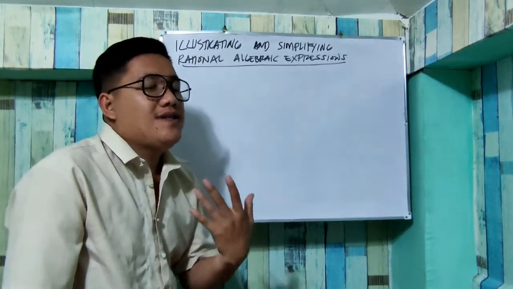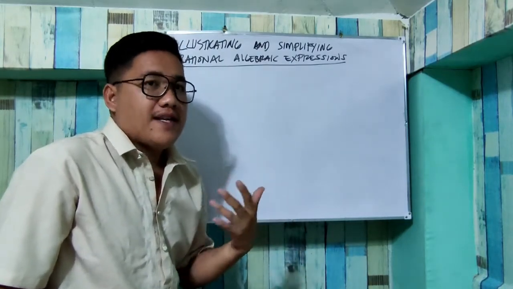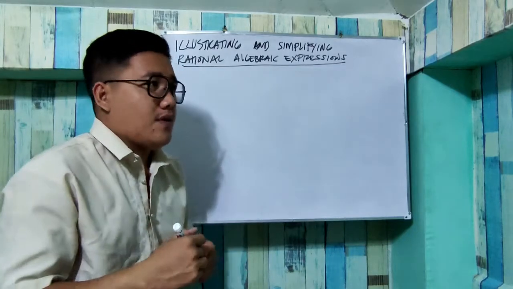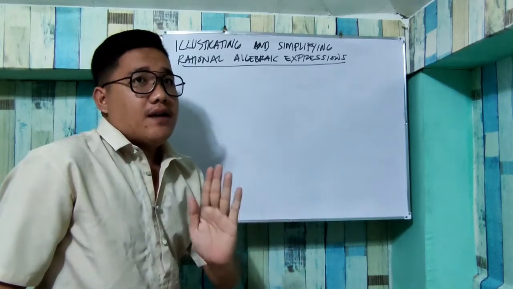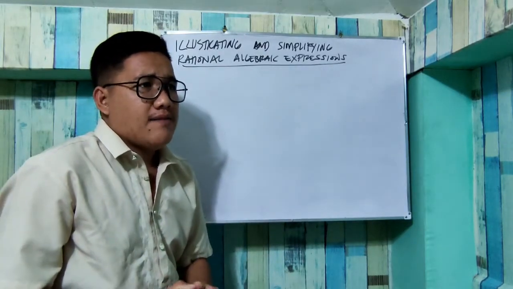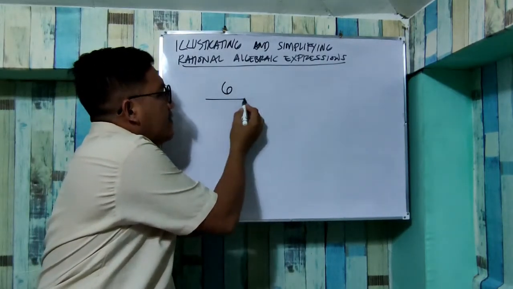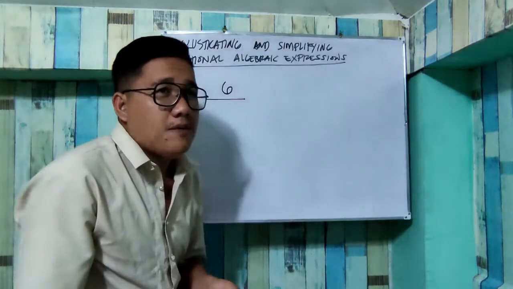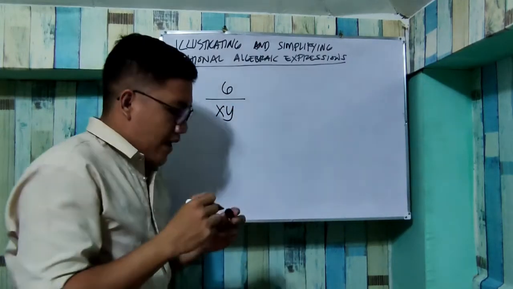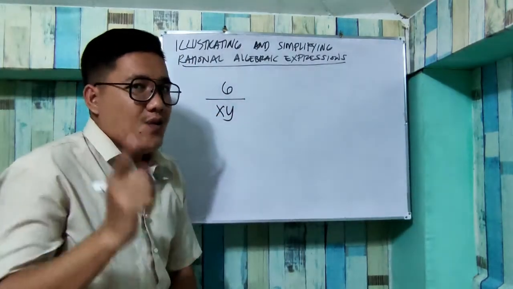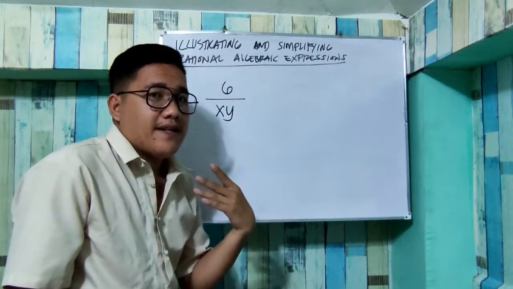So, let us also discuss on how to transform verbal phrases to mathematical phrases. Halimbawa, I am going to give you two examples only. Okay. So, say for instance, you have 6 divided by the product of x and y. How are you going to write it in mathematical phrase? So, we are going to think of 6 divided by the product. When we talk about product, meaning to say multiplication, so meaning to say x times y, the product of x and y. So ganyan lang ang pag-transform ng verbal phrase to mathematical phrase.